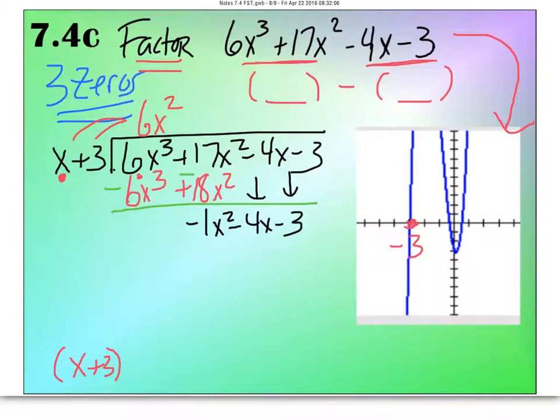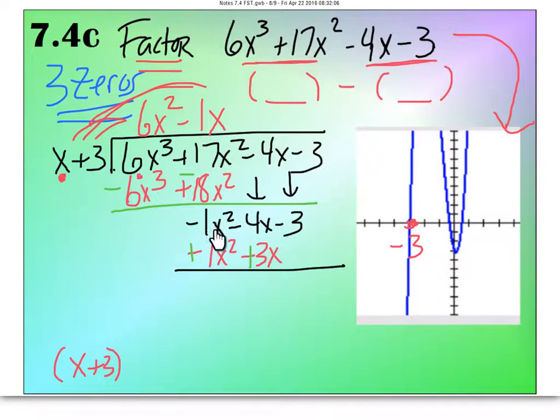What do I do to x to make it a -1x squared? I need a -1x. I'm going to multiply that through. I'm going to get a -1x squared and a -3x. I'm going to come in and subtract this, so this becomes plus and plus. When you add down, your x squareds cancel. -4x plus 3x is -1x. Bring this down, a -3.